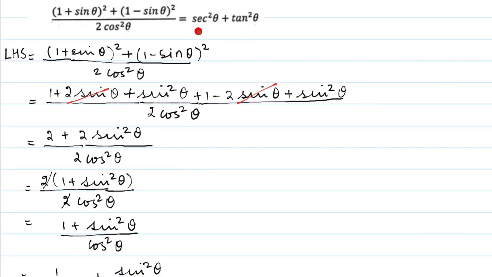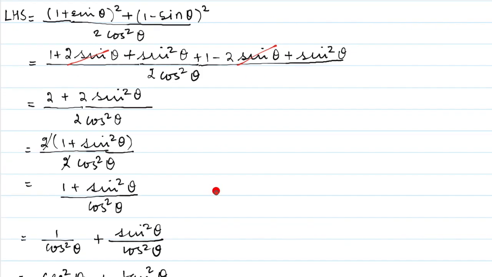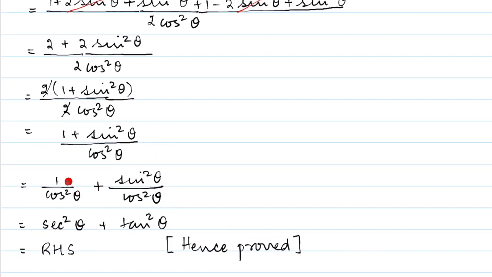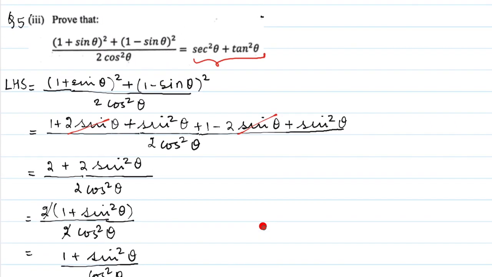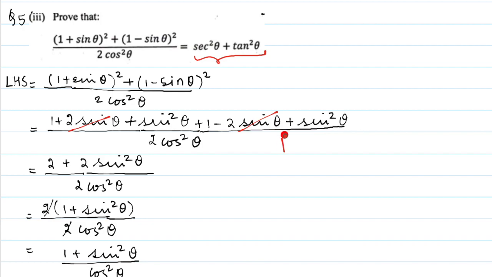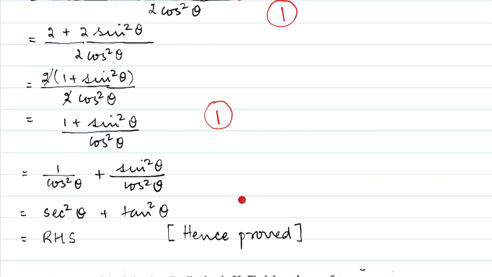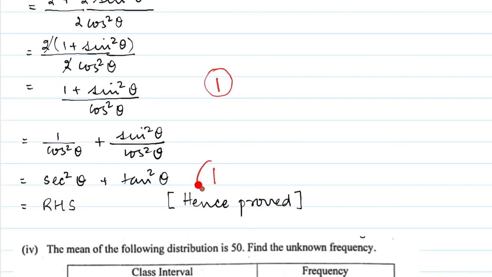Now where do we have to go? We have to go to sec square theta plus tan square theta, which means there are 2 terms. So we will split this. 1 upon cos square theta plus sine square upon cos square theta. 1 upon cos square is sec square, sine square upon cos square is tan square, and that is our right hand side, and we have proved it. Now this is going to be for 3 marks. So expanding and getting the first step right, this would be the second step right, and splitting and getting the RHS, that is your third step.